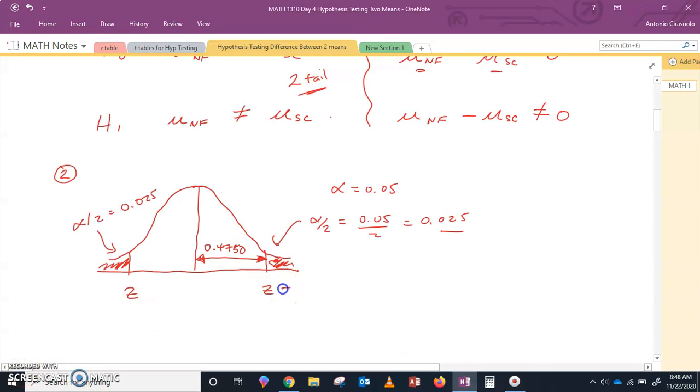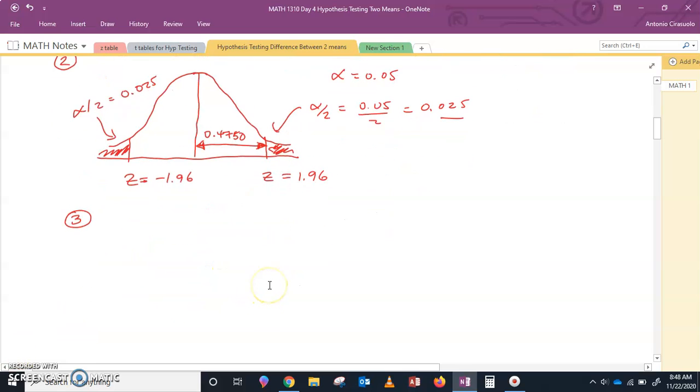So we'll put 1.96 as the value here, and on the left hand side it's negative 1.96. So next we're going to calculate the test value, and the test score this time is slightly different.